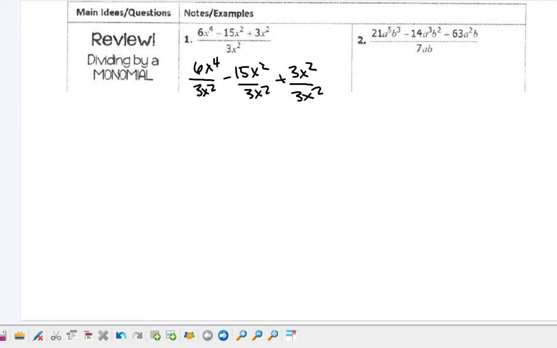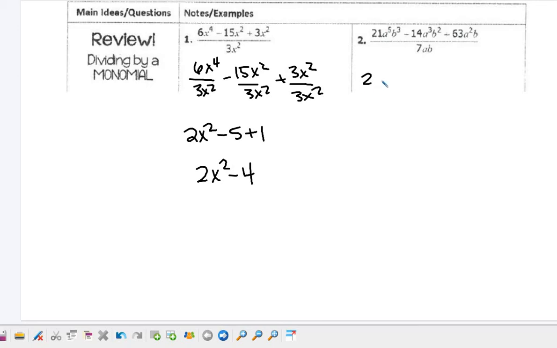So 6 divided by 3 is 2. x to the 4th divided by x squared is x squared. 15 divided by 3 is negative 5. x squared divided by x squared is 1, which is just 5. And then 3x squared divided by 3x squared is 1. So then we have 2x squared minus 4. Okay, so just regular division.